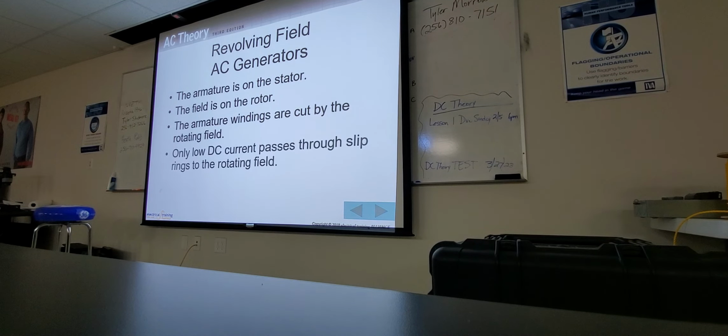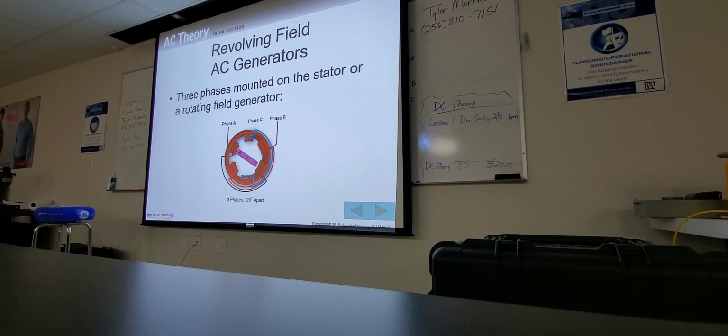Alright, in revolving field AC generators, the armature is on the stator, the field is on the rotor. The armature windings are cut by the rotating field. Only low DC current passes through slip rings to the rotating field. The mass of the static armature does not restrict voltage or current output. And here are the three phases now mounted on the stator of a rotating field generator.